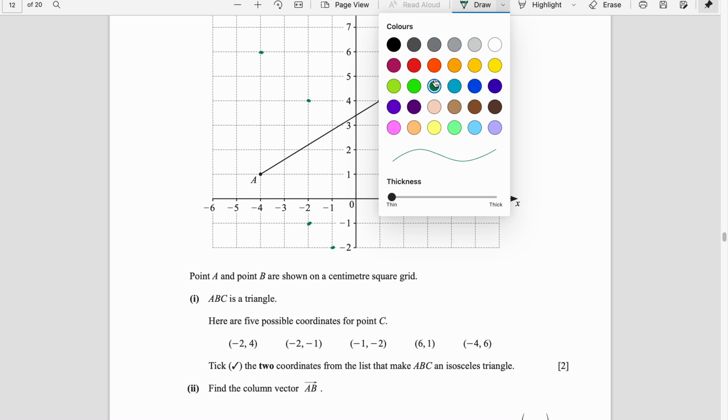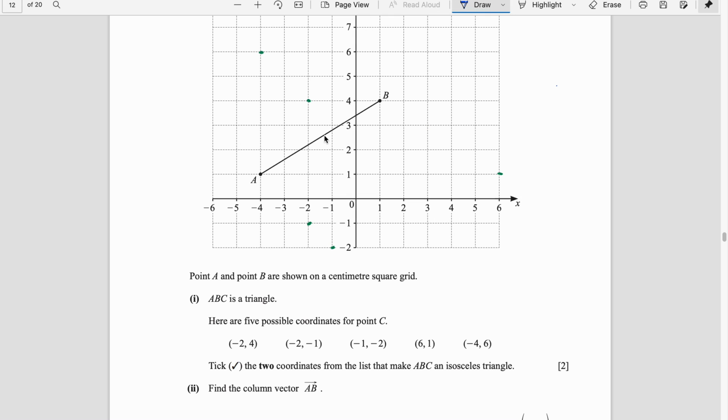Now there are two ways in which you can see if it makes an isosceles triangle. If you have your compass, just open it up, hold it, and place your needle at A and pencil at B, and then you can just see that this coordinate makes the exact distance and this coordinate makes the exact distance. So I'm highlighting my answer. These two coordinates make it an isosceles triangle.